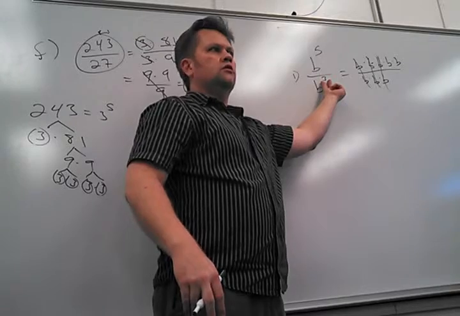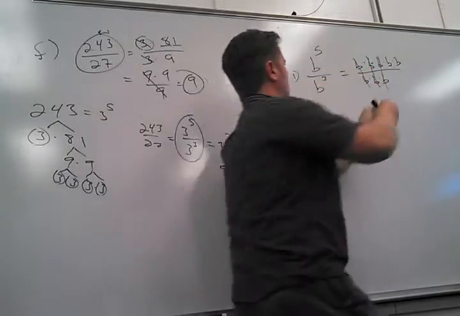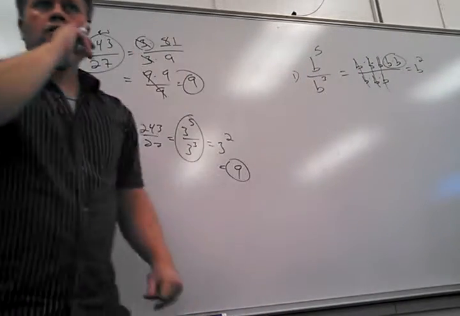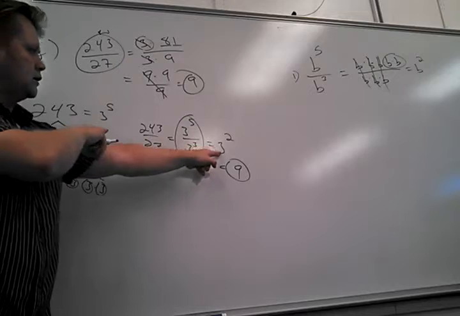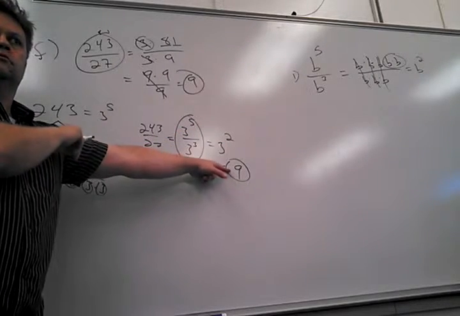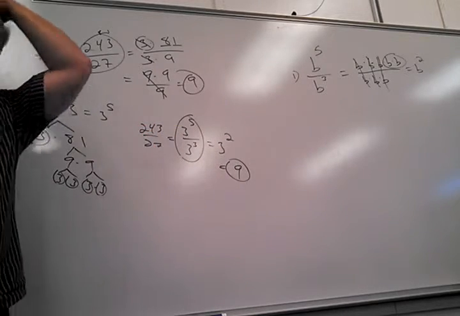Not 15. Say again? Not 15b. Definitely not, because again, I'm not multiplying. I am dividing, and they're not coefficients, they're powers. So if I ask you, is there a 5 or a 3 in this problem? The correct answer is no.